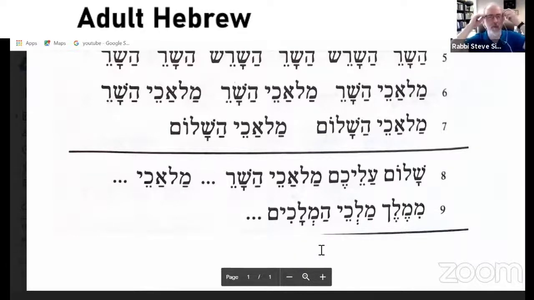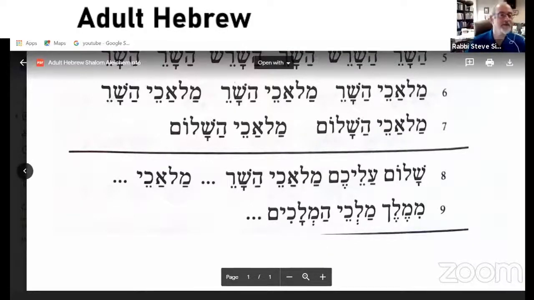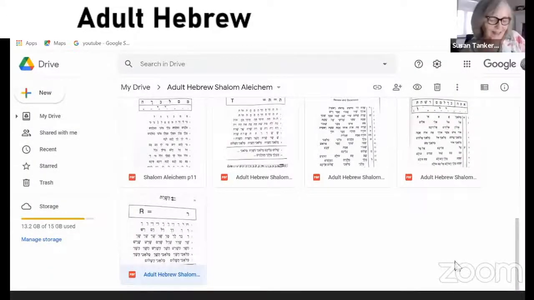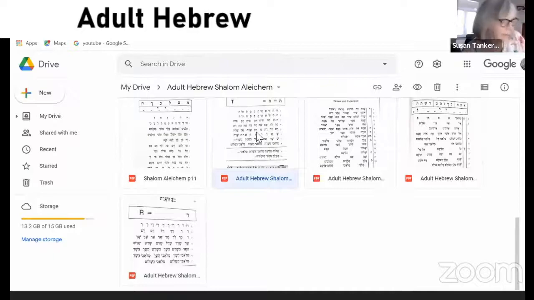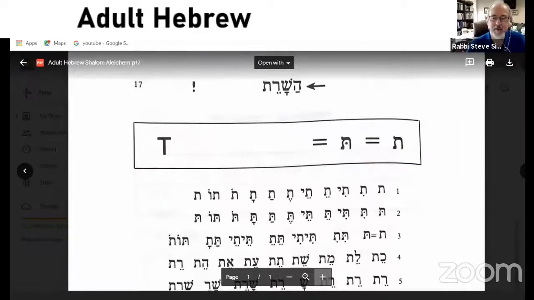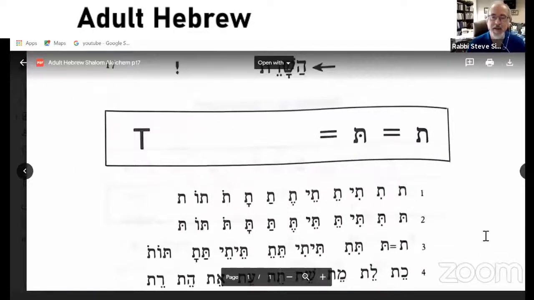Okay, so we're moving forward. We're going to go one more page. And maybe if you've got some energy, we'll go 2 pages. Here we go. This is the Tav. And obviously you see that there's a T in this rectangle at the top of the page. So this is the T sound.